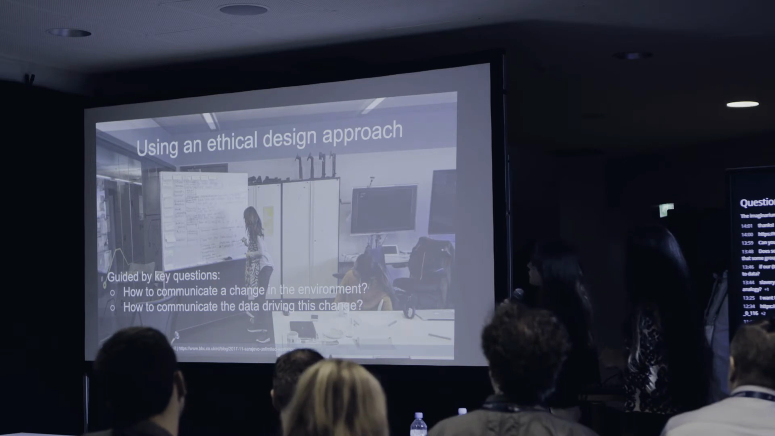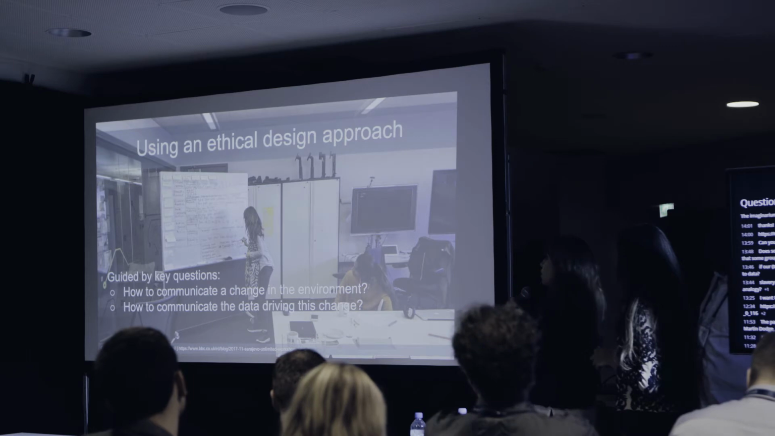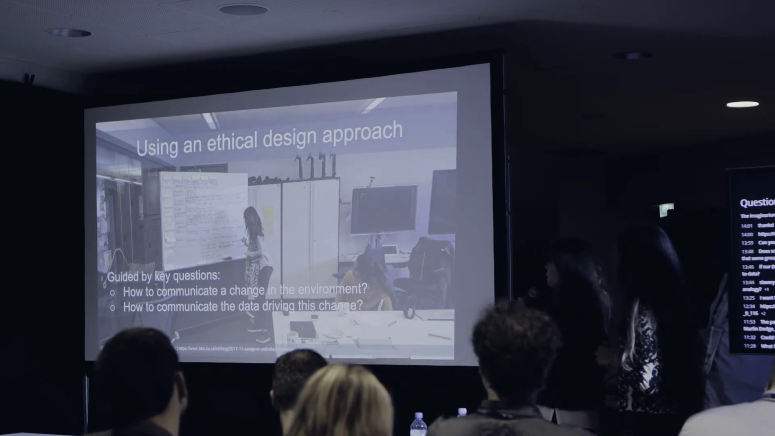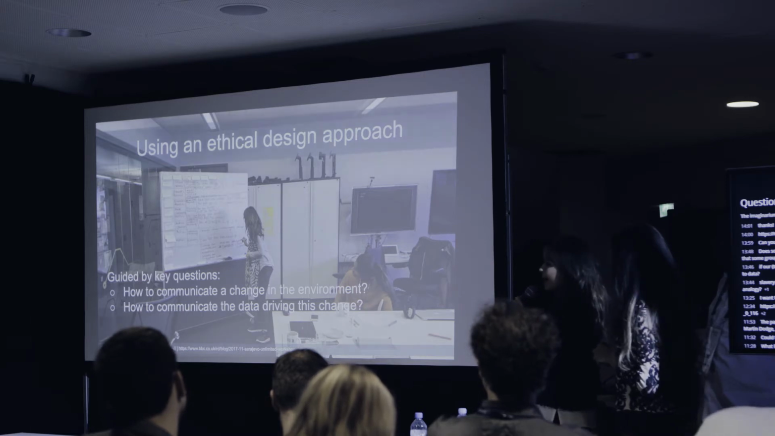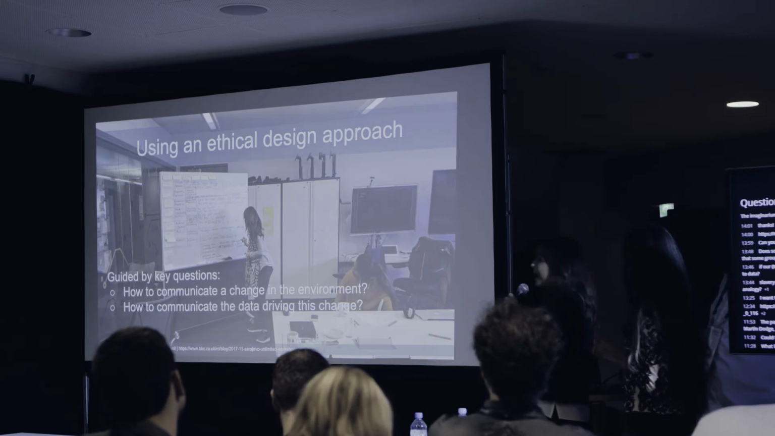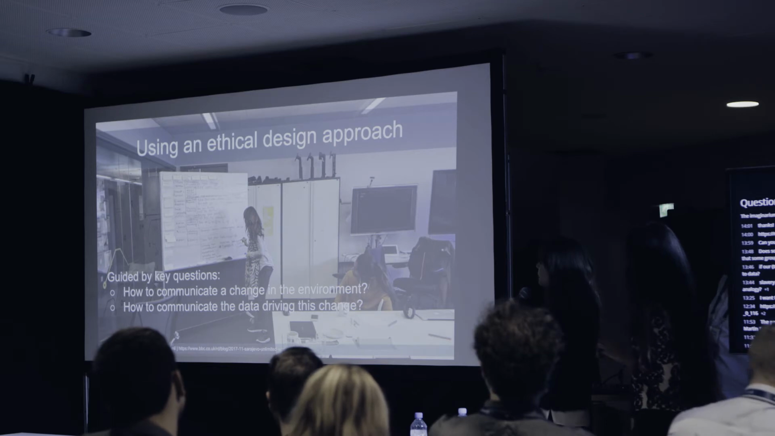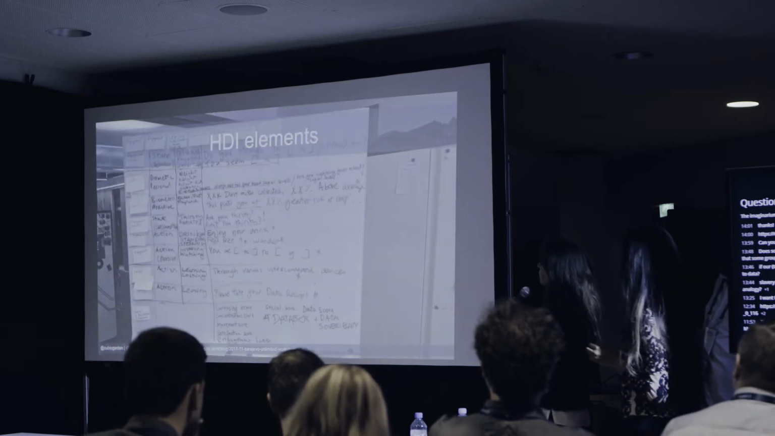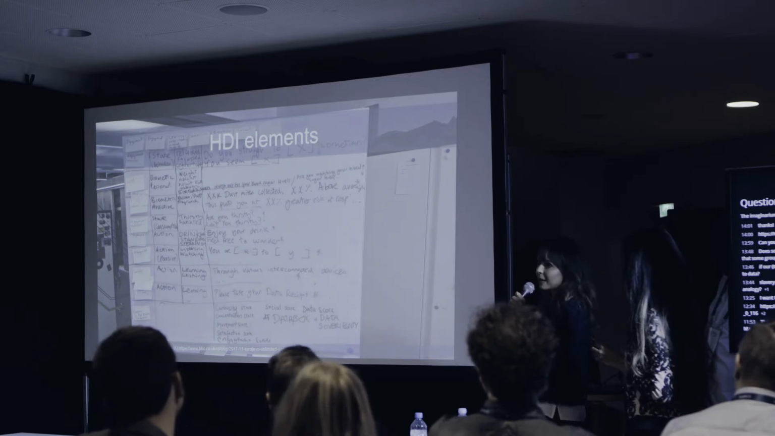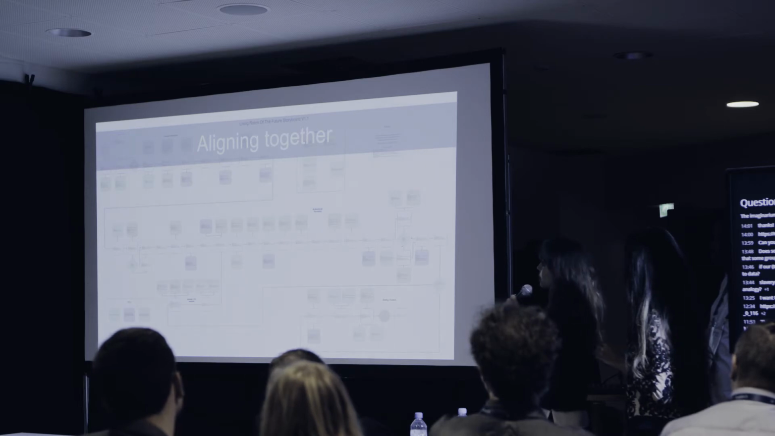So using this ethical design approach, we were guided by two key questions. How could we communicate that a change had happened in the environment, and what was the best method in which we could show people and make them aware that explicit data was being used to drive a change within this environment? We used the HDI elements, and there were lots of different ways in which we could go about making it explicit and transparent to people. And we aligned it together with the storyboards.